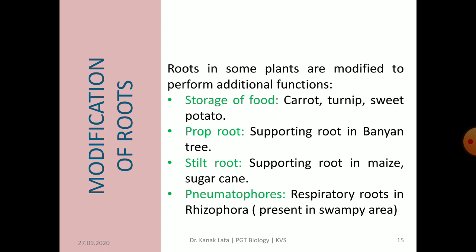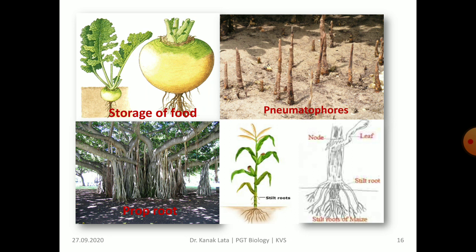Next is pneumatophores. They are also called respiratory roots, and it is seen in Rhizophora. And these types of roots or plants are present in swampy areas. Here you can observe a storage root, pneumatophore root, prop root, stilt root, etc.